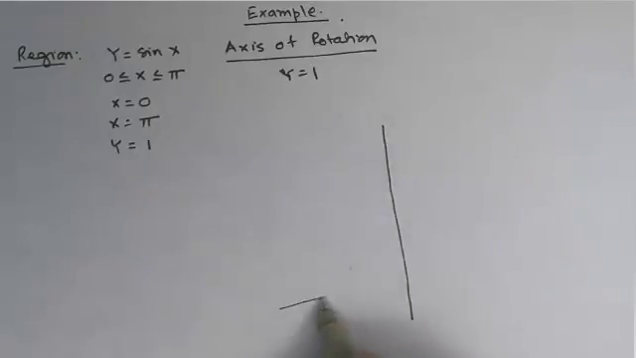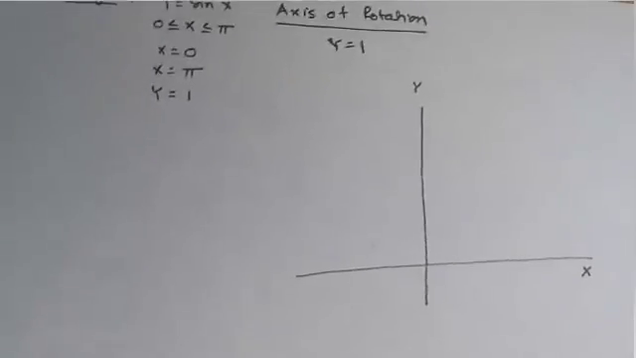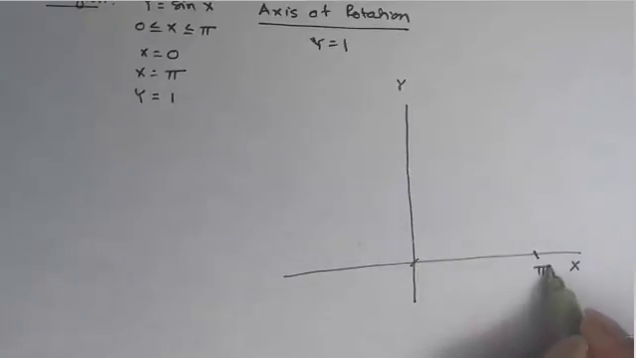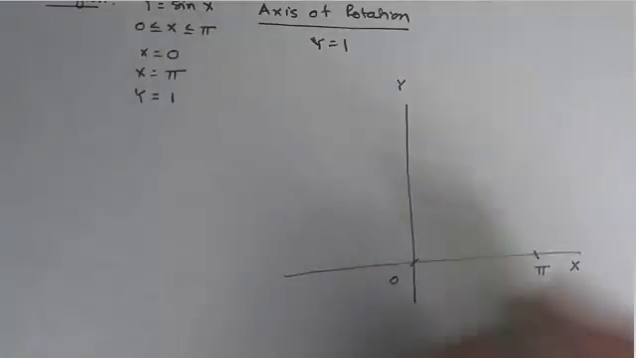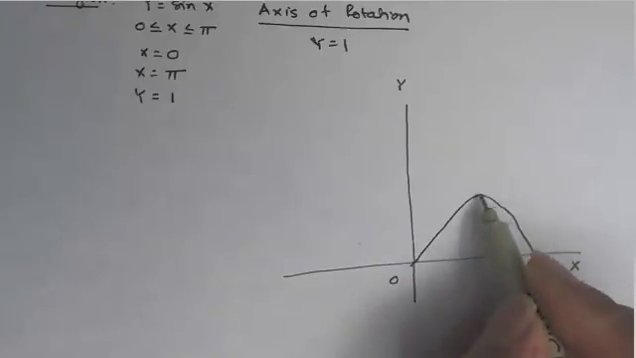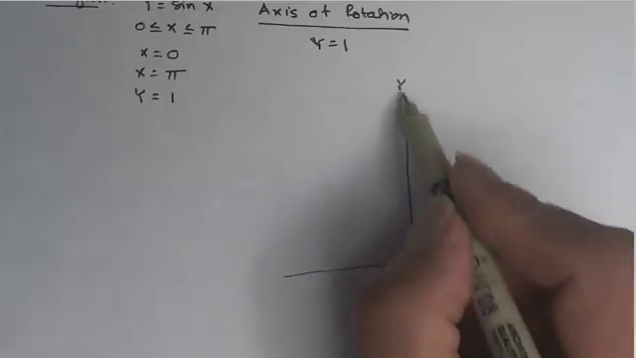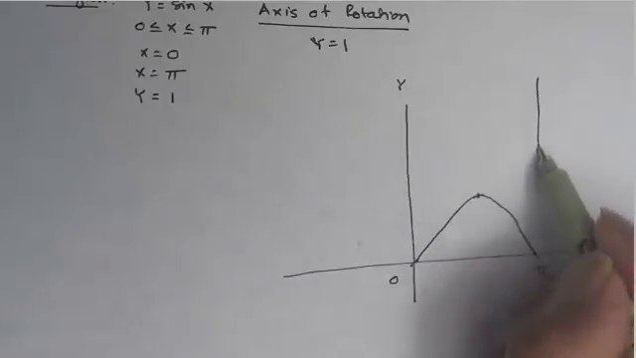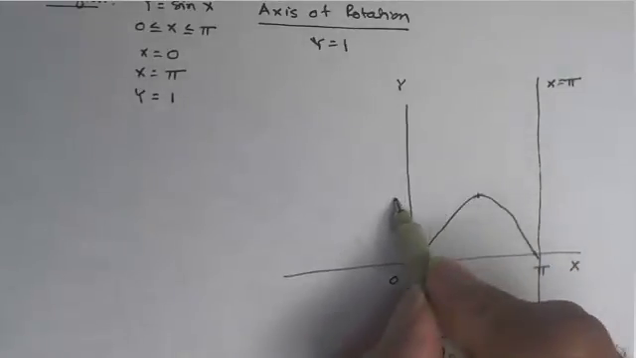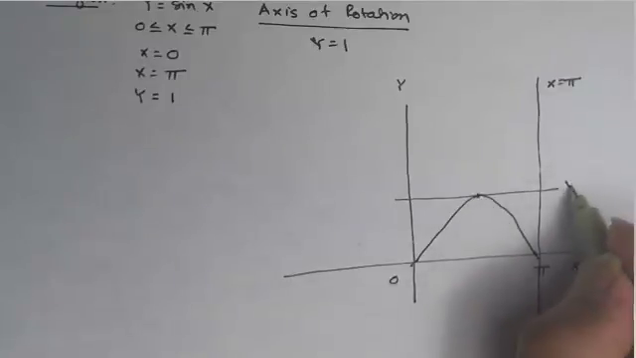So here's the y-axis, here's the x-axis, and let me turn that around. Okay, so here's pi, here's 0, and I'm going to plot y equals sine x, which looks like this. Remember, the maximum value of y equal to sine x is 1. This is x equal to 0, x equal to pi, y equal to 1, and y equal to 1 of course grazes this at the top because the maximum value is 1.